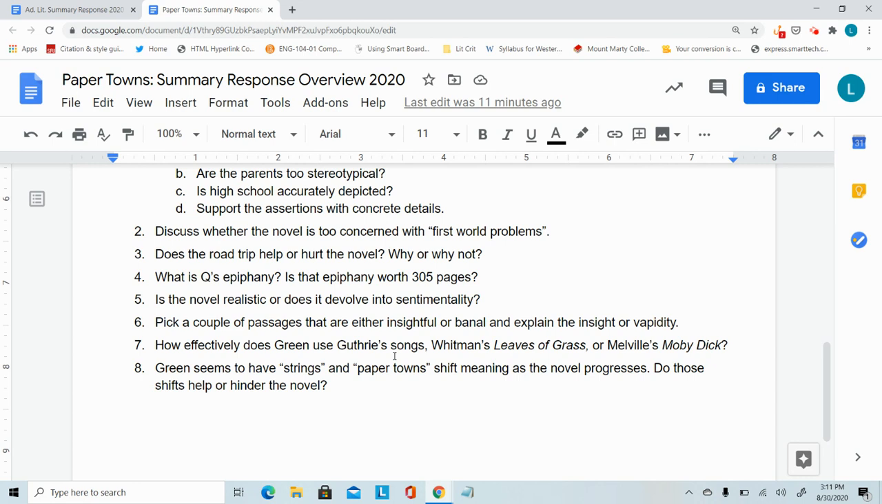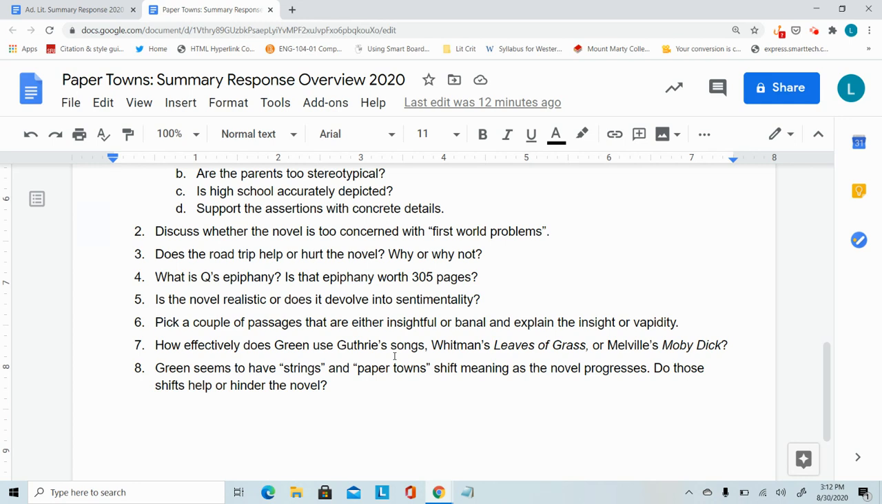Playing more with more lit terms. What's Q's epiphany? Is it worth 305 pages to get to that? Does the novel become too sentimental? Just pick 3 or 4 passages and say that they're insightful, banal, and explain how and why. Does Green use Guthrie's songs and Whitman's Leaves of Grass, Melville's Moby Dick, the quotation about mirrors and lamps, or mirrors and windows? Does he use those things well?